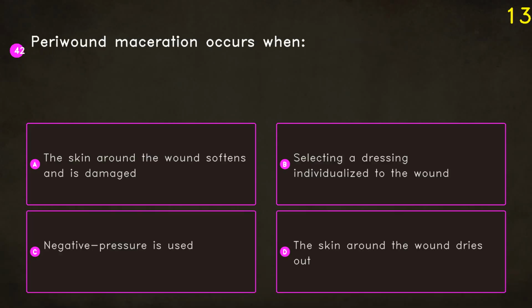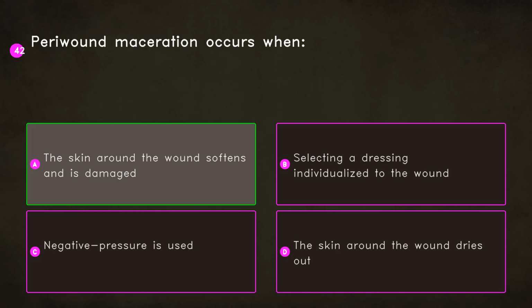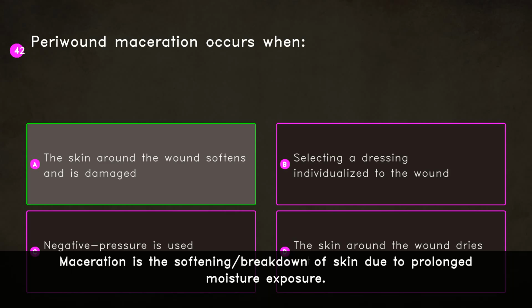Question 42. Periwound maceration occurs when A. The skin around the wound softens and is damaged. B. Selecting a dressing individualized to the wound. C. Negative pressure is used. D. The skin around the wound dries out. The correct answer is the skin around the wound softens and is damaged. Maceration is the softening/breakdown of skin due to prolonged moisture exposure.